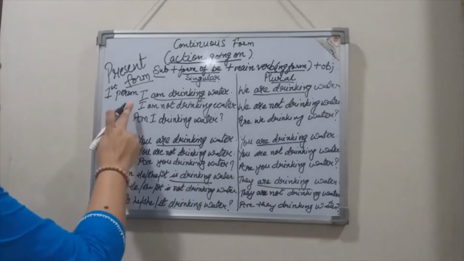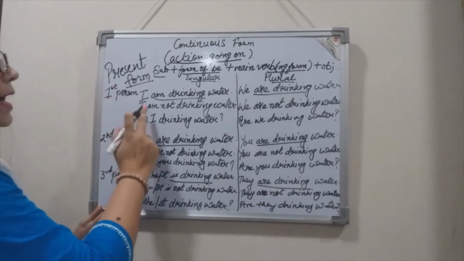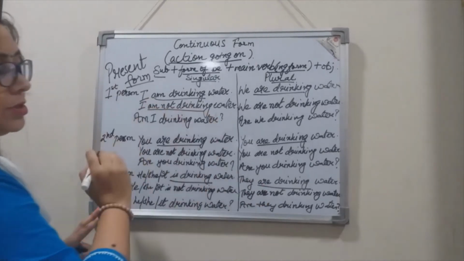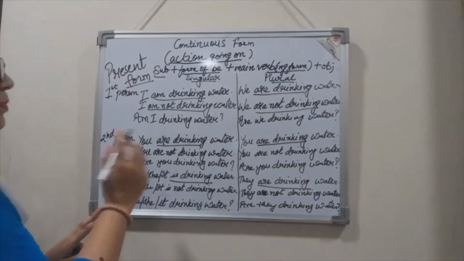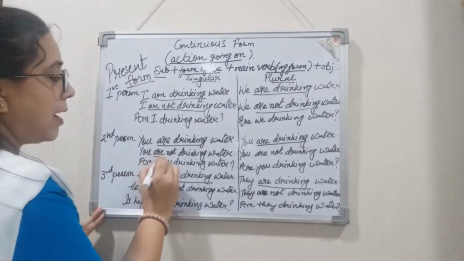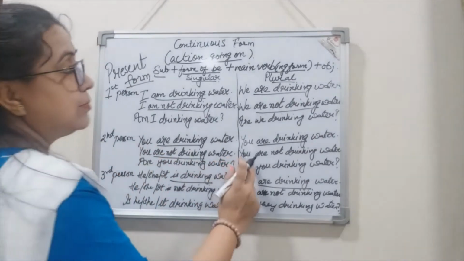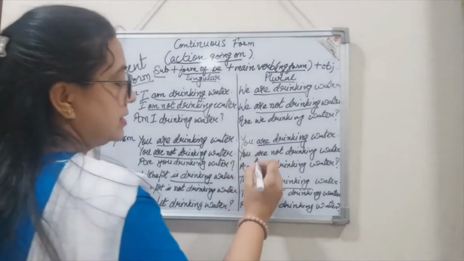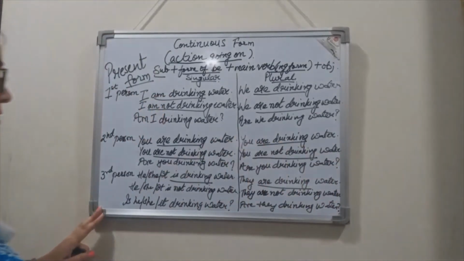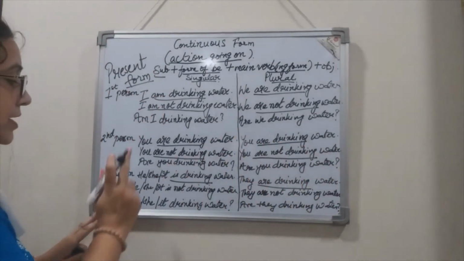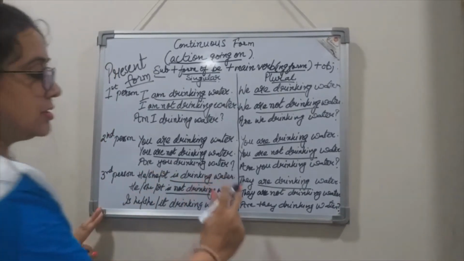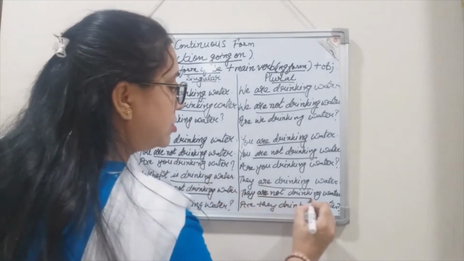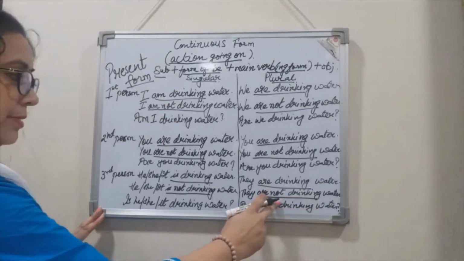Now next is the negative form. I am not drinking water. We are not drinking water. Second person singular number, you are not drinking water. Second person plural number, the same, you are not drinking water. And third person singular number, he, she, it is not drinking water. They are not drinking water in plural number.